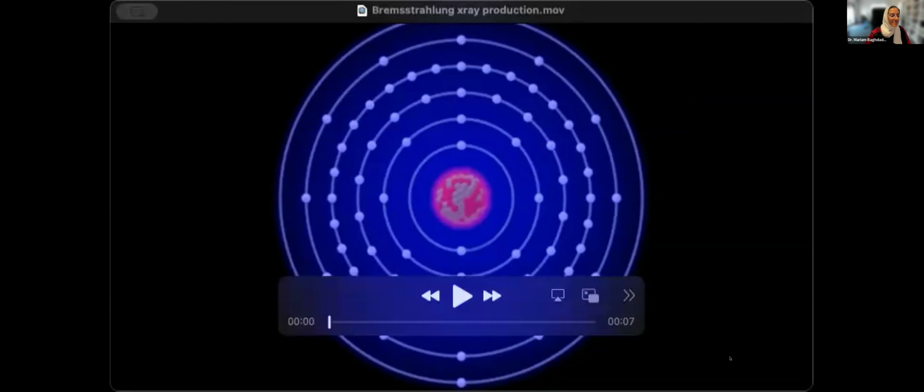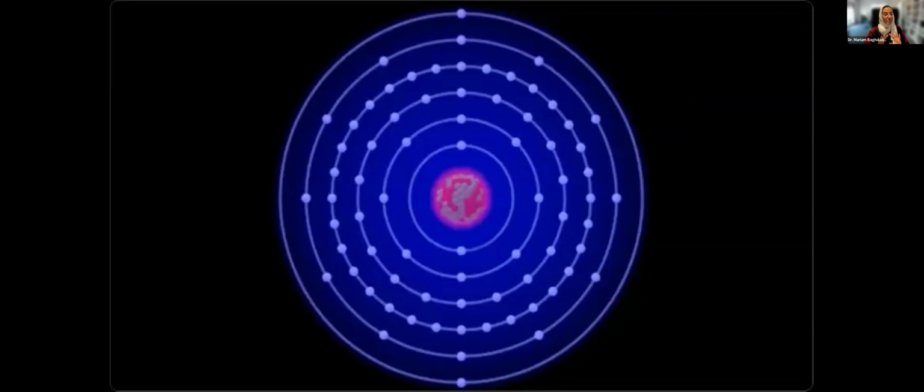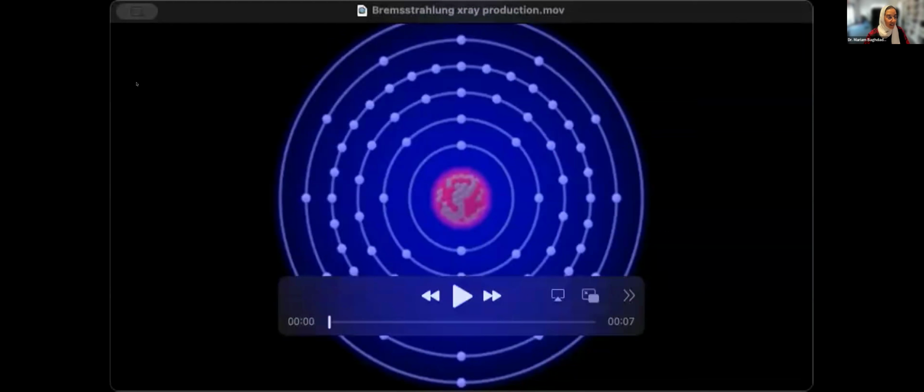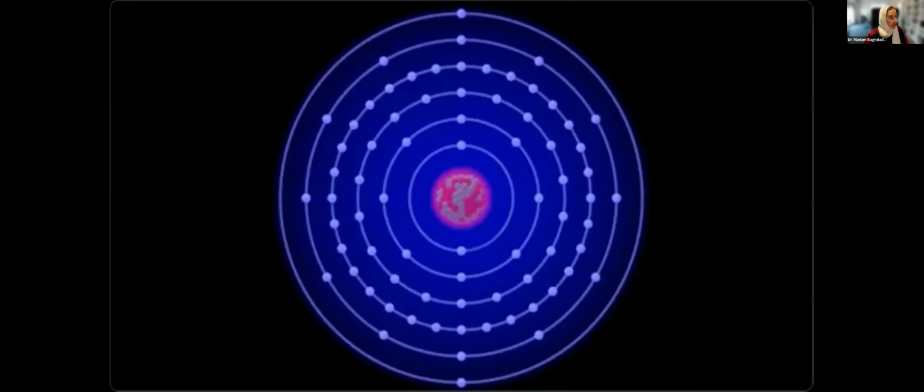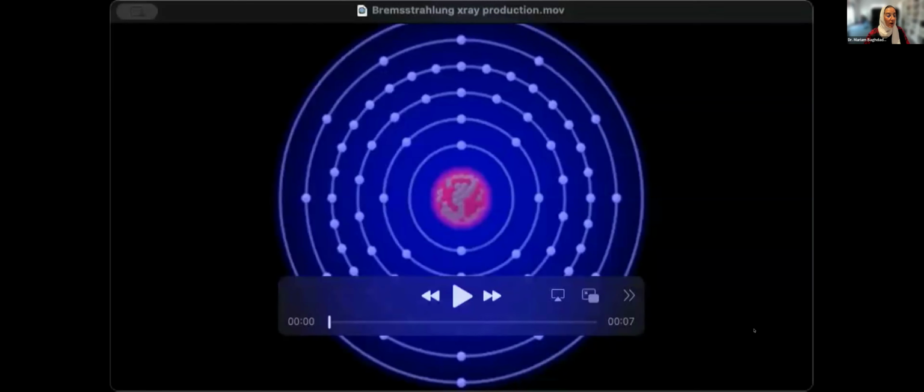Awesome. All right, so I want you to focus on the video. Look at what's going to happen. On this side of the video, you're going to see a flying electron. A flying electron is going to interact with this big tungsten atom. I'm not going to say anything. I want you to look and see what happens. All right, I'm going to play it.